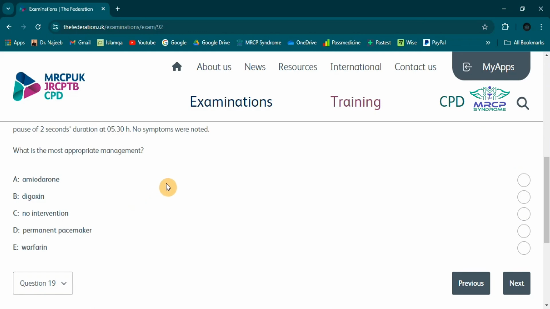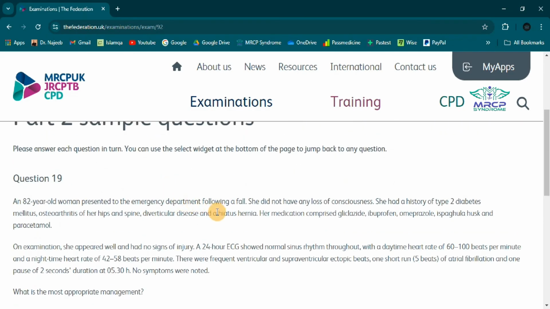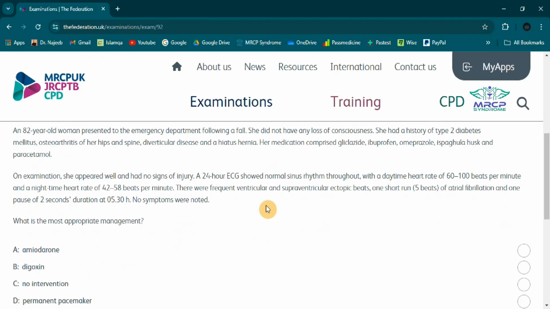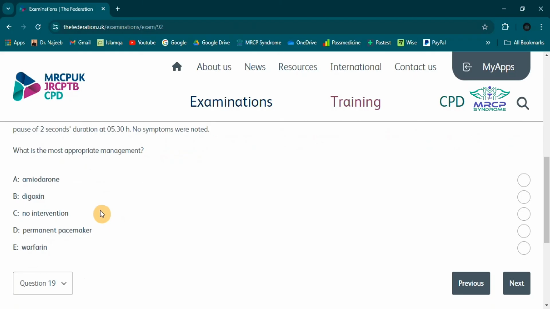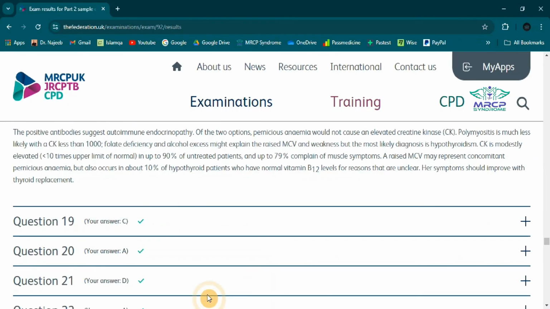It's also essential to monitor the patient regularly, and if he starts developing symptoms or if there are any characteristic ECG changes, then only in that case can the management plan be reassessed. So at this point we can just go for no intervention.